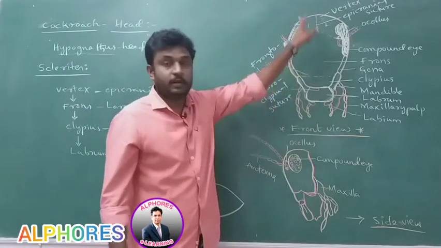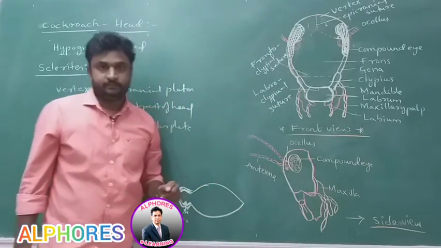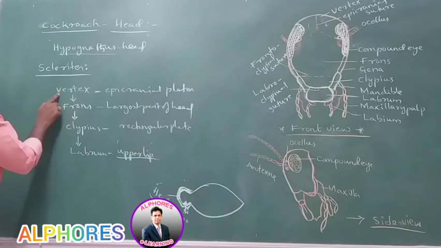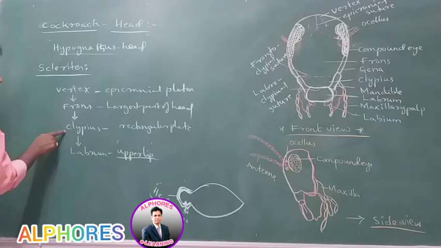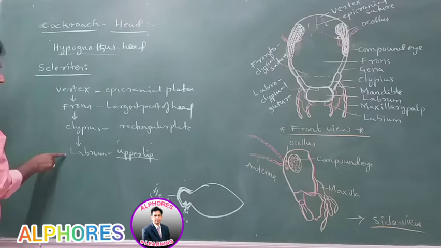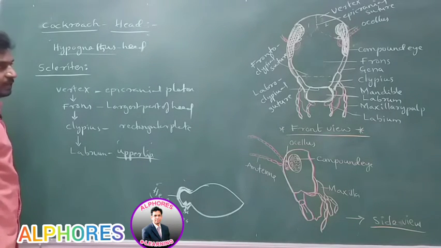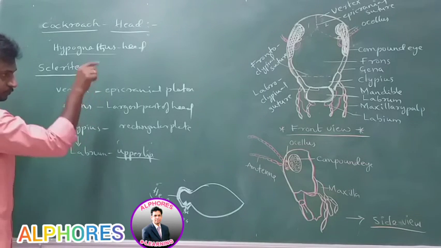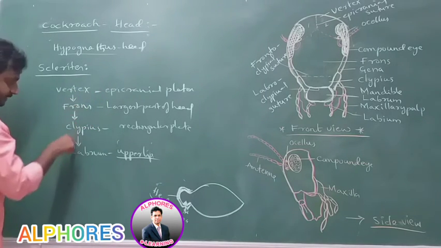So, top to bottom segments of the head, the sequence: vertex, top of the head. Just below the vertex there is a frons. Below the frons there is a rectangular plate called clypeus. Below the clypeus there is labrum, which is also called the upper lip. So that is the top to bottom sequence of the segments.